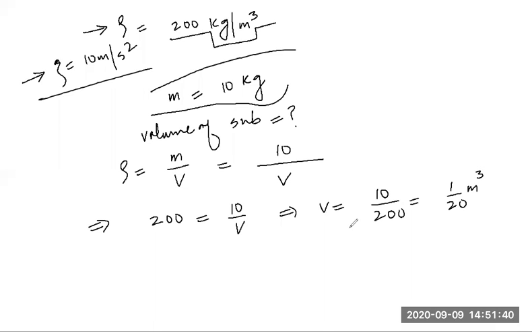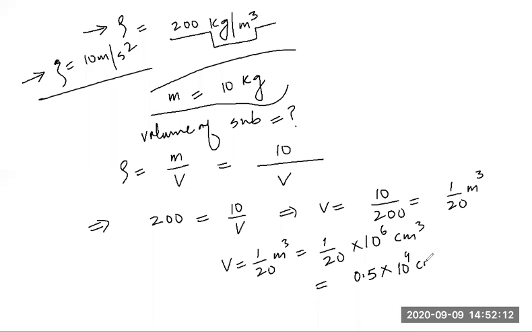Okay, I think it was asked to find in centimeter cube. So volume is equal to 1 by 20 meter cube. This is equal to 1 by 20 into 10 raised to power how much? Centimeter cube. Anyone can say? 6. Correct. So this is equal to 0.05 into 10 raised to power 6, which is 0.5 into 10 raised to power 4 centimeter cube. That is equal to 5000 centimeter cube. And that is the volume.